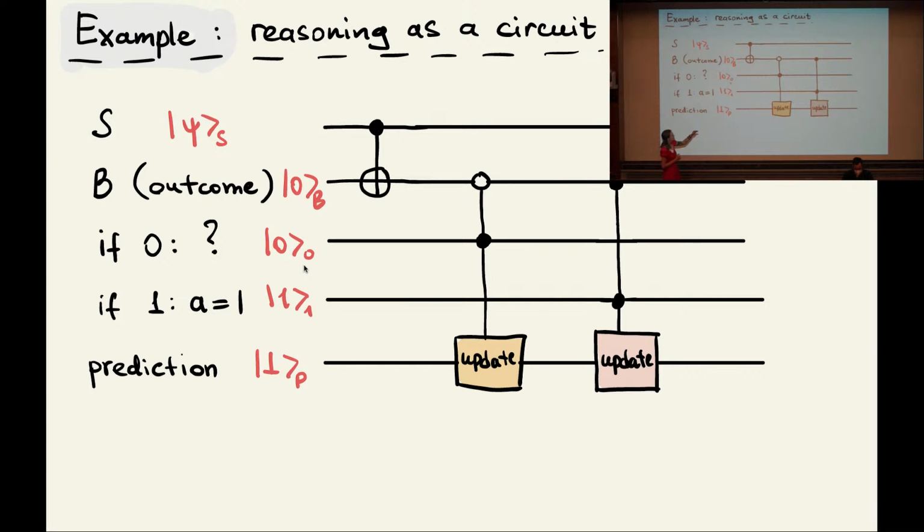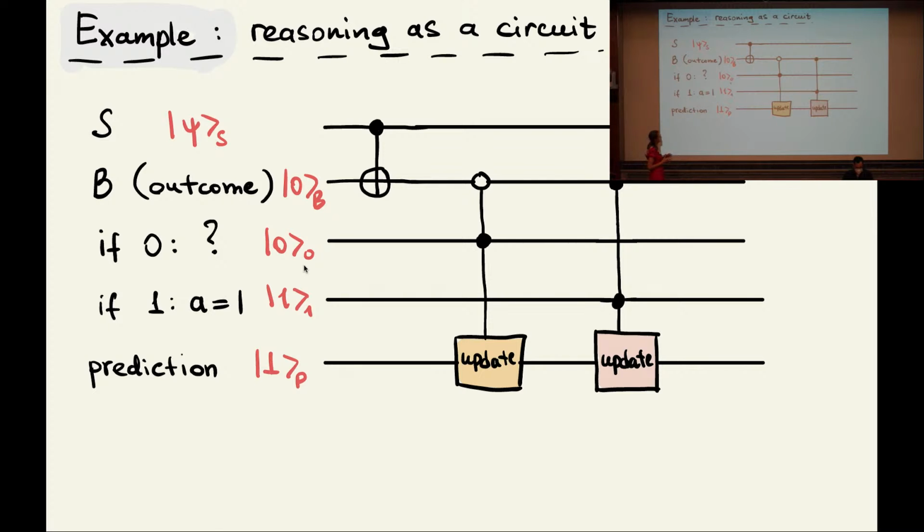And the second update corresponds to the case of Bob getting outcome 1. So if he gets outcome 1, and if I can say something certain in that case about Alice's prediction, then I update my prediction qubit. Is it more or less clear how this process works? Please ask any questions if this is not entirely understandable. Okay, no questions.